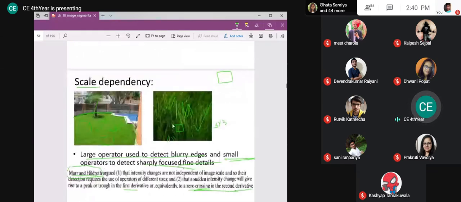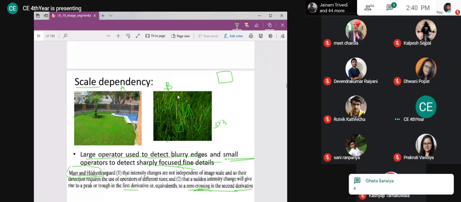Now tell me, if you observe these two images, and I say this is image A and this is image B, in which case is variance higher? In case A or in case B, variance will be higher. Variance is what? The average intensity values. Yes, in case A, the variance will be higher.